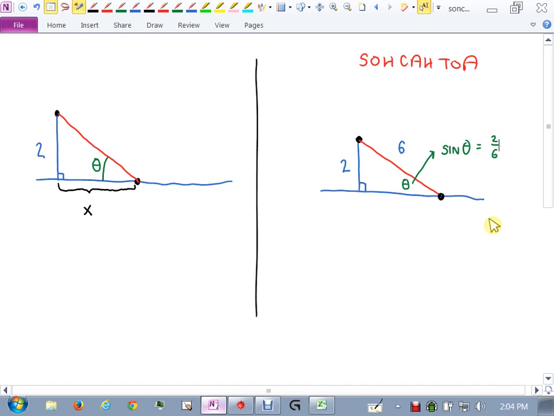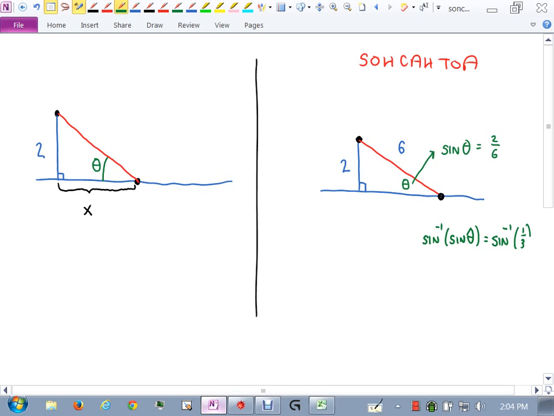Sine of theta is 2 over 6. How do you find out what theta is then? If I tell you what sine of theta is, how do you tell me what theta is? Inverse trig functions. So what I would do is take the arc sine or inverse sine of sine theta. So I take arc sine on the left, I take arc sine on the right.